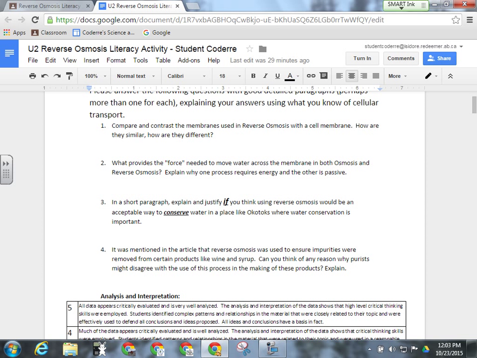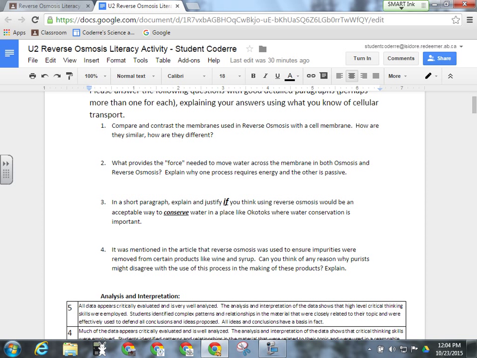Salts, okay, on either side of the membrane. So we have to think about that as well. Okay. Third thing, in a short paragraph, explain and justify if you think using reverse osmosis would be an acceptable way to conserve water in a place like Okotoks where water conservation is important. Okay, if we're conserving water, what does that mean we're doing?